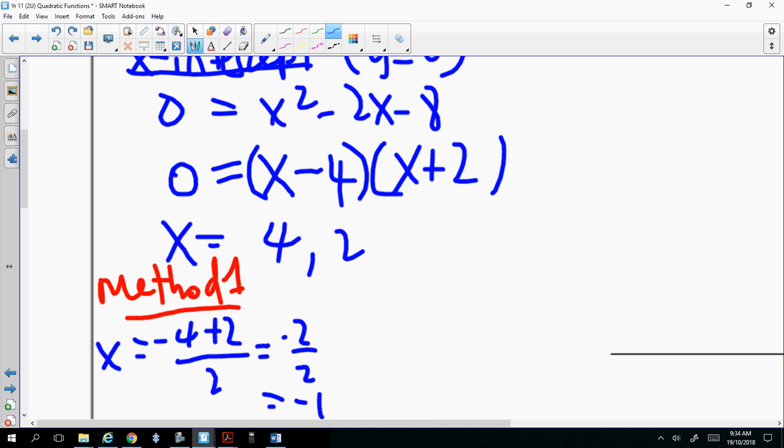So it will be plus there, minus there. Okay, let's try again. So it will be negative 4 and 2, which is negative 2 over 2, negative 1.